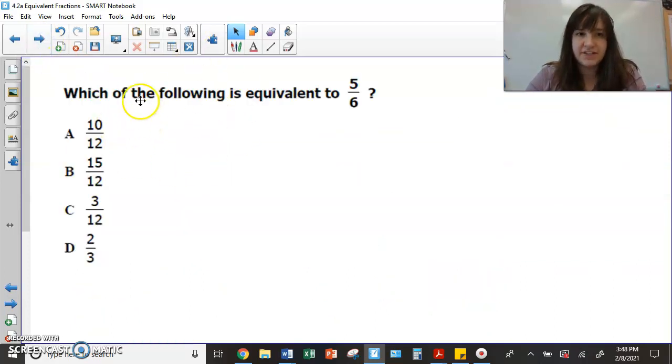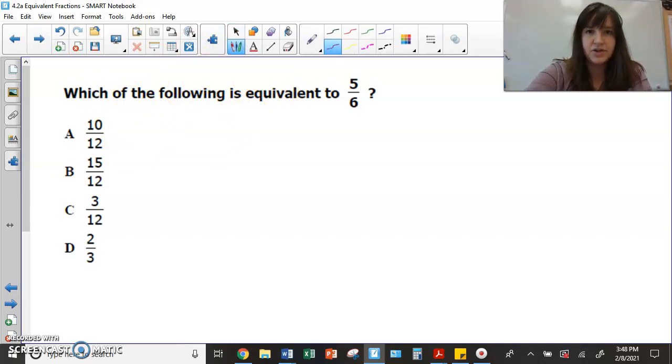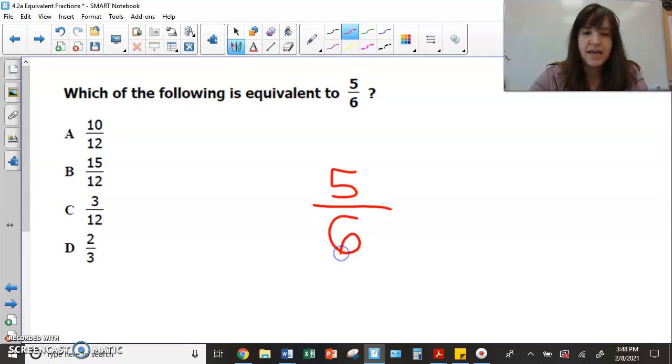So let's solve this problem. Which of the following is equivalent to 5/6? So I'm going to write out 5/6 right here, okay? Now, I'm looking at 5 and 6, and I don't see a common factor. Because of that, I can't simplify it. I can't divide the numerator and the denominator by the same number because there's nothing that would go in evenly to both. So usually I start by multiplying the numerator and the denominator by 2.